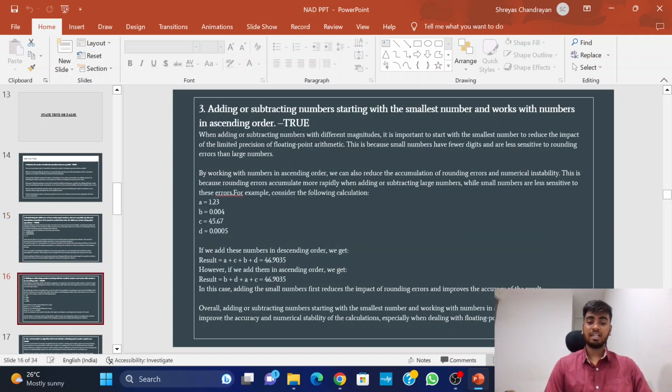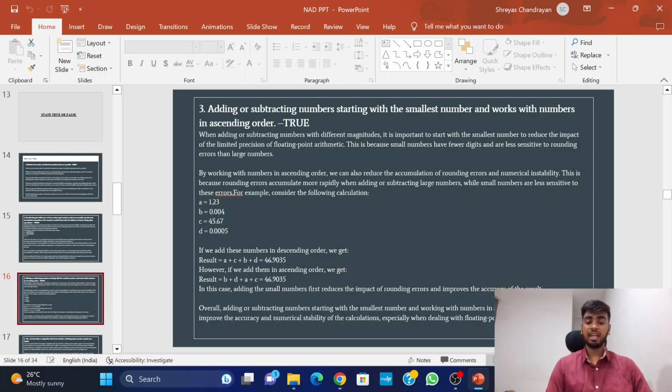The third statement states: adding or subtracting numbers, start with the smallest number and work with the numbers in ascending order. The given statement is true. When adding or subtracting numbers with different magnitudes, it is important to start with the smallest number to reduce the impact of the limited precision of floating point arithmetic. This is because small numbers have fewer digits and are less sensitive to rounding errors than large numbers. By working with numbers in ascending order, we can also reduce the accumulation of rounding errors and numerical instability.